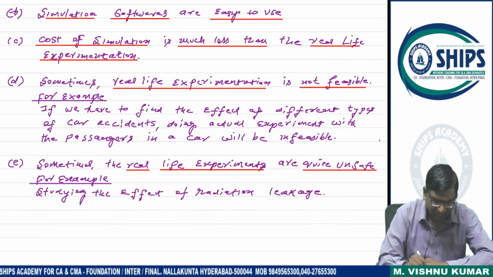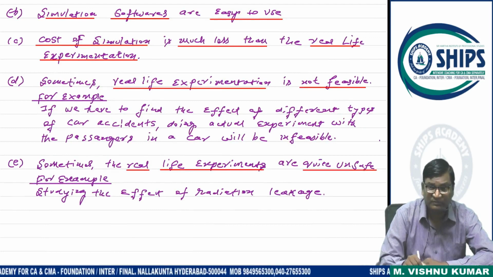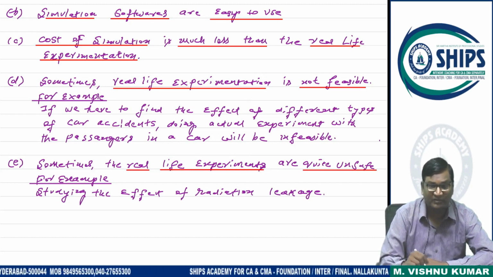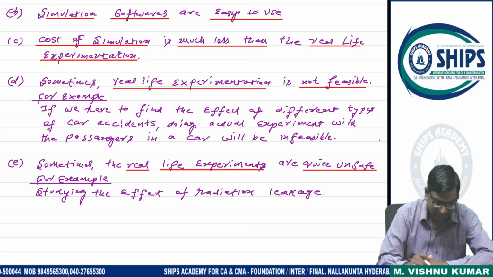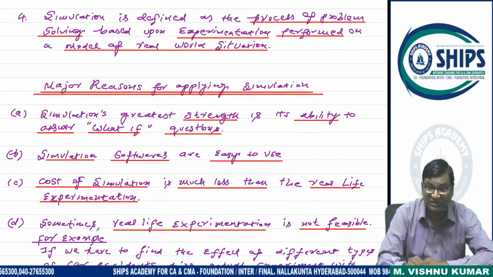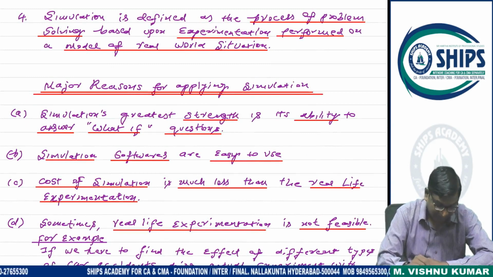Similarly, sometimes experimentation is also unsafe. Like a nuclear plant. In a nuclear plant, what is the possibility of radiation? In a real environment, it cannot be possible, it is unsafe. So in a model only we can check. These are the reasons people use the simulation technique. Understand?